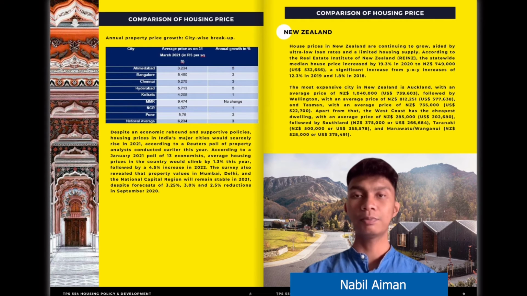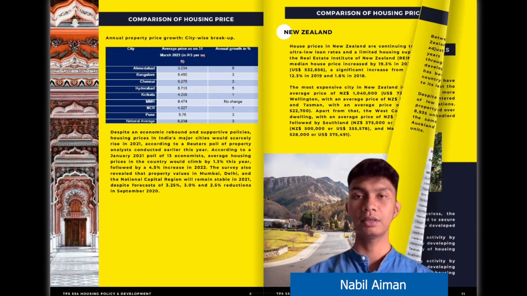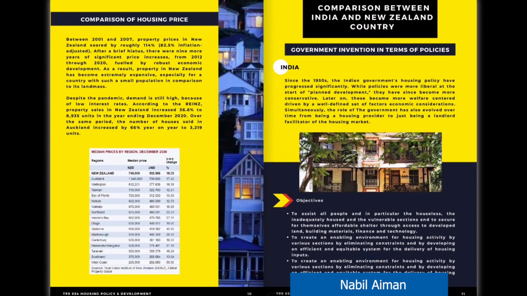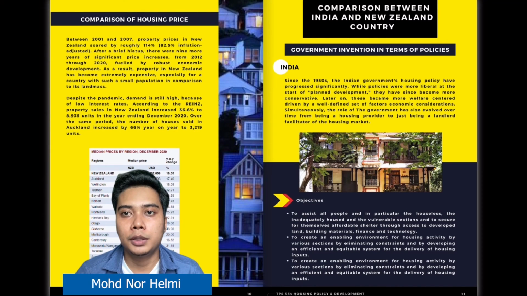Next, house prices in New Zealand are continuing to grow, aided by ultra-low loan rates and limited housing supply. Next, the different policies between India and New Zealand. India, as a developing country, has a model state affordable housing policy to assist all people, in particular the houseless, to secure themselves affordable shelter through access to developed land with material, finance and technology.